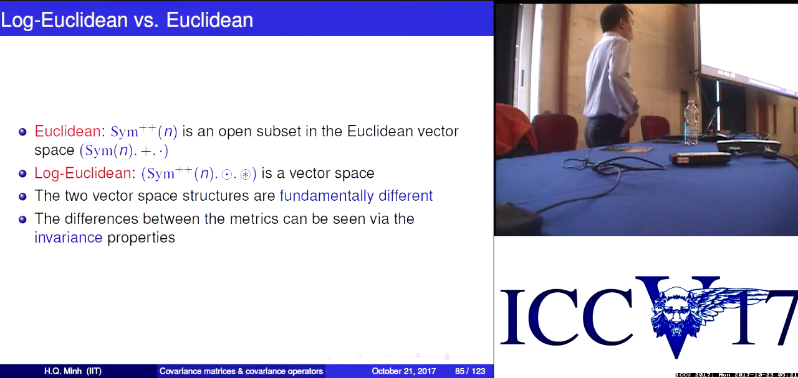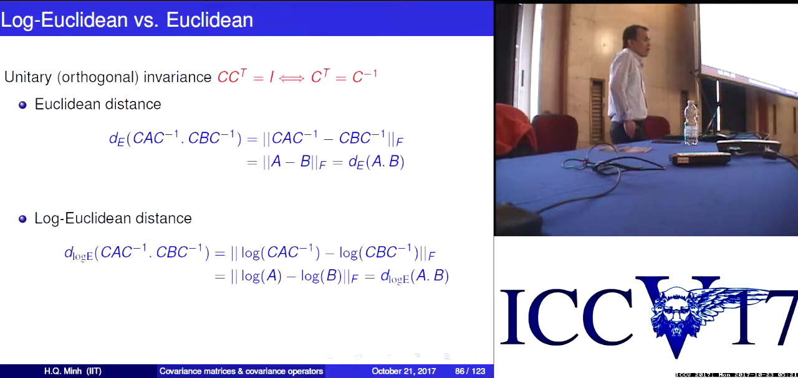Now, the Euclidean metric is, well, we know that it's flat. And we were talking about the Laplacian, so the set Sym+(n) under the log Euclidean metric is also a manifold that is flat, with zero curvature. It's also a vector space as well, but these are quite different. These are two very different metrics. The difference is sometimes hard to see, but we can see it through the invariance properties. They both satisfy orthogonal invariance, because if we transform both A and B by C A C inverse and C B C inverse, the Euclidean distance remains the same, and the log Euclidean distance also remains the same.